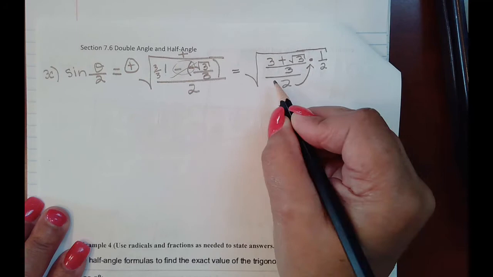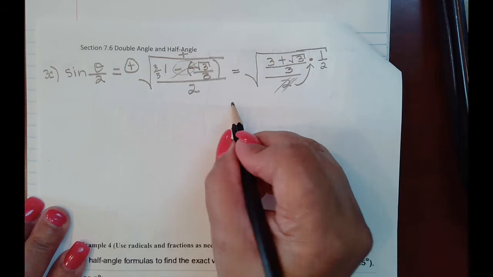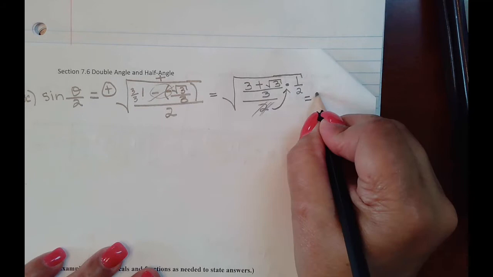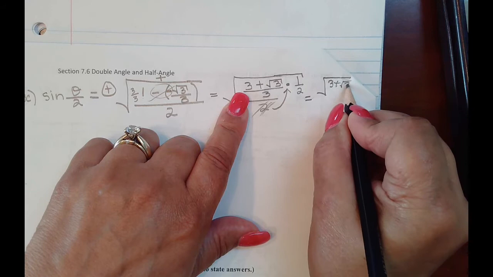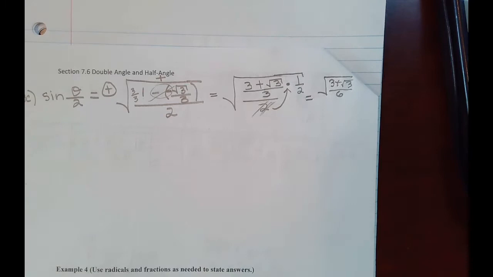So that's not there anymore. And what you have now, let's see if I have enough room to write this, this will be 3 plus square root of 3 over 3 times 2, 6. And then you can't take the square root of 6, so no, that's not going to be removed. Okay, that's the final answer for number 3, part C.